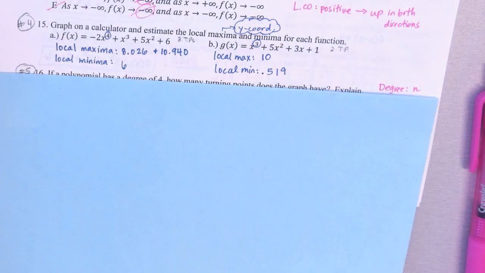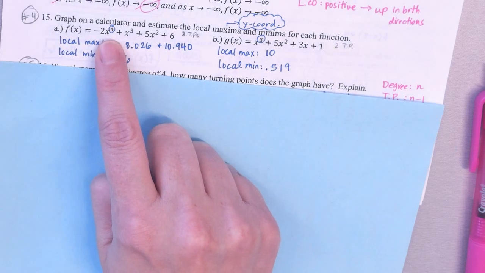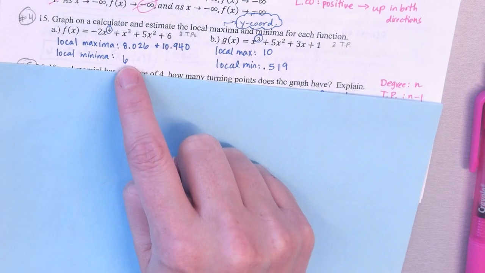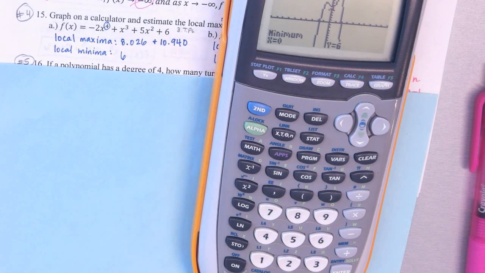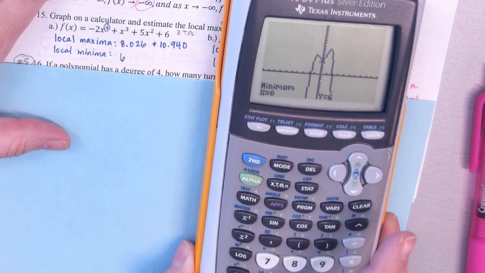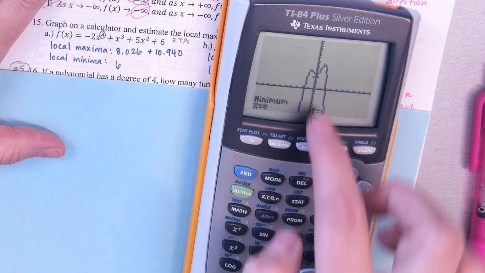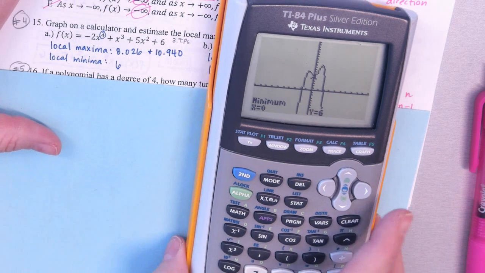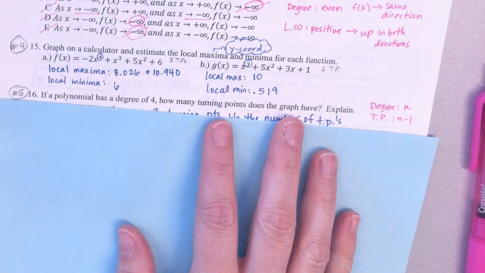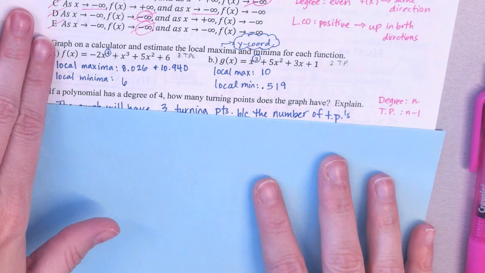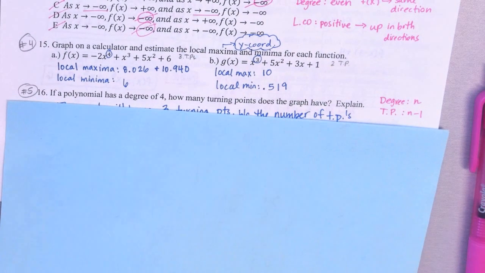Okay, so remember we talked about this last week. You can see on the graph how many turning points it has. Remember, the turning points are the same as the local max and the minima. So there's 1, 2, 3 places where it changes direction, so there's going to be 1, 2, 3 local maxima and minima. And then for B, the degree is 3, so there should be 2. The local max in that case is 10. The local min was 0.519.